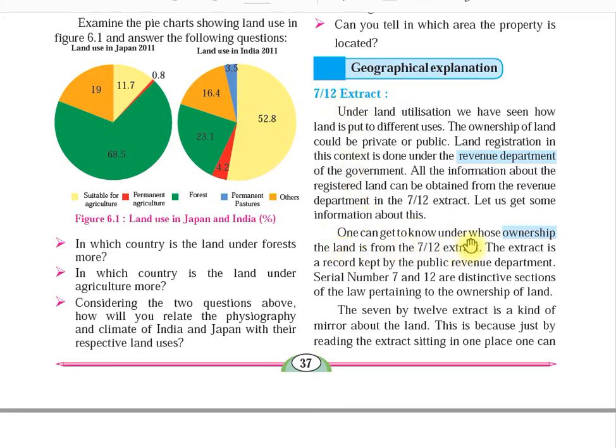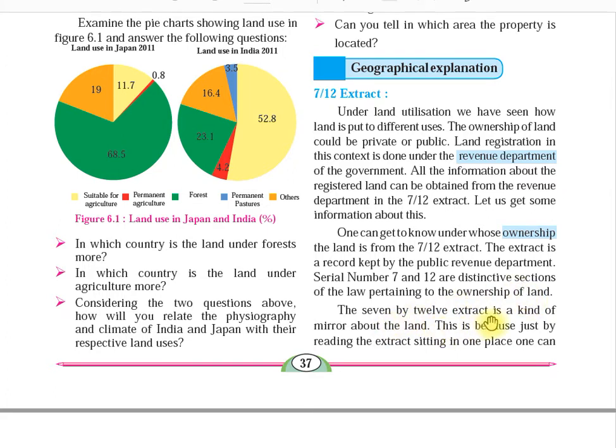One can get to know under whose ownership the land is from the 7 by 12 extract. So if you see this 7 by 12 extract, you will come to know who's the ownership of the land. And this 7 by 12 extract is mostly seen in rural areas. The extract is a record kept by the Public Revenue Department, serial number 7 and 12. So this is the serial number 7 and 12. So the name has been given as 7 by 12 extract. These are distinctive sections of the law pertaining to the ownership of the land, meaning who's the owner of the land.